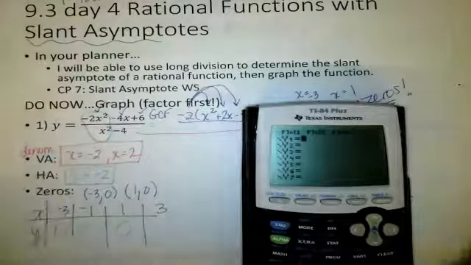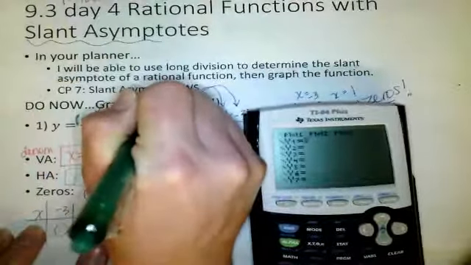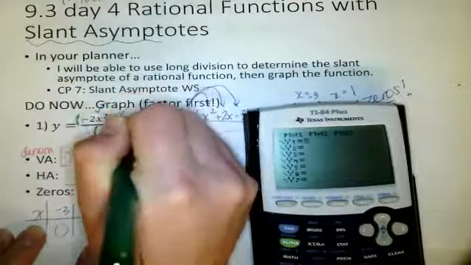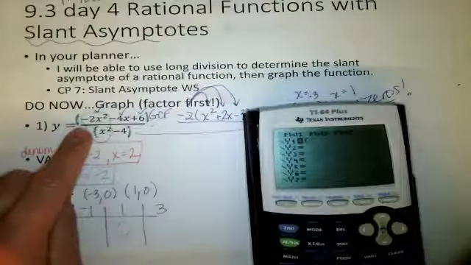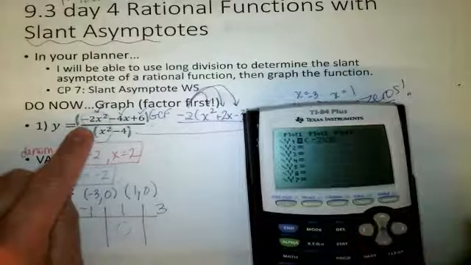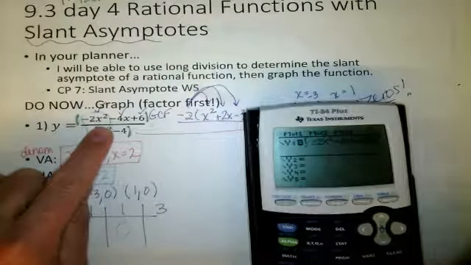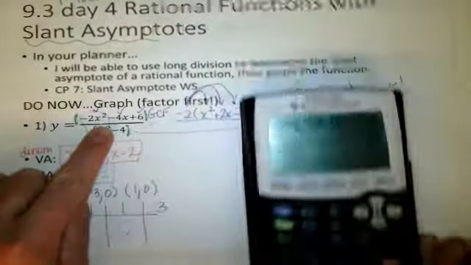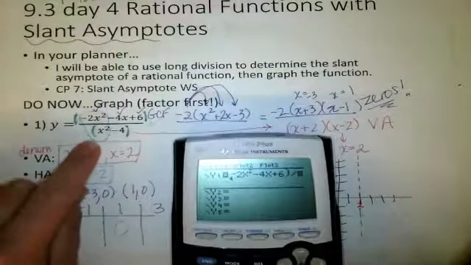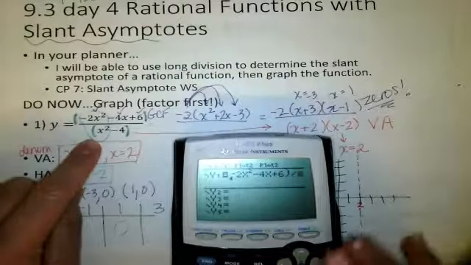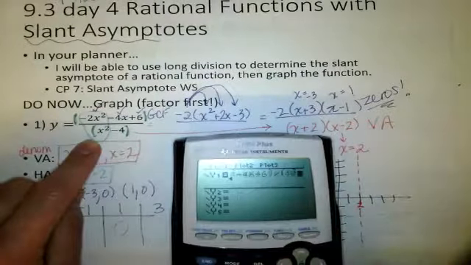I'm going to plug this into my calculator, making sure that I put parentheses around the numerator and parentheses around the denominator. Folks, you have to be good with your calculator. -2x squared minus 4x plus 6. Close the parentheses, and then divided by x squared minus 4.